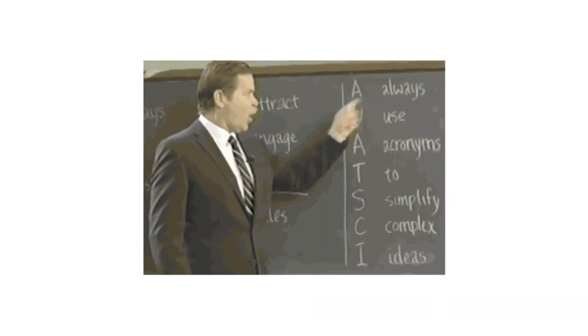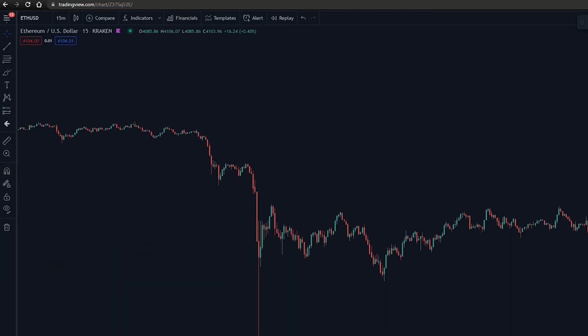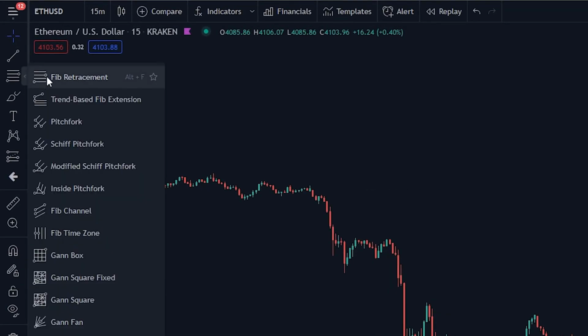Now, you might be asking yourself, how do I know if a specific pullback is weak or strong? Well, let me show you. To do this, we're going to be using the Fibonacci retracement tool. This will help us realize if a pullback is strong or weak. To use the Fibonacci retracement tool, simply go to TradingView or whatever chart platform you use, go to the side here and click this top one.